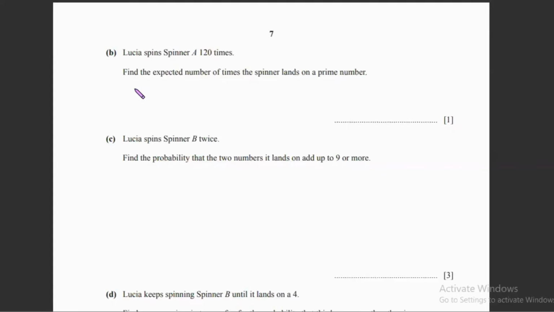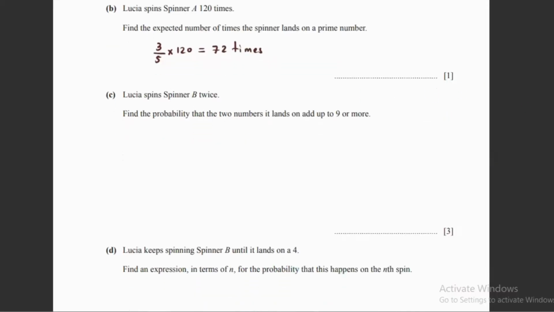Lucia spins spinner A 120 times. Find the expected number of times the spinner lands on prime number. Now, for spinner A, the probability of getting a prime number was given to us. We found it as 3/5. That was already given to us in the question. So then this has to be multiplied with this 120 to find the answer. When we do this, we get 72. So that means the spinner lands on a prime number 72 times. This is the expected frequency.